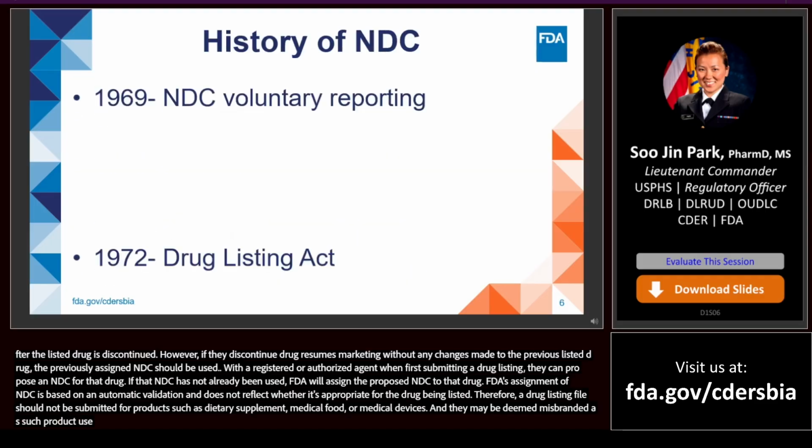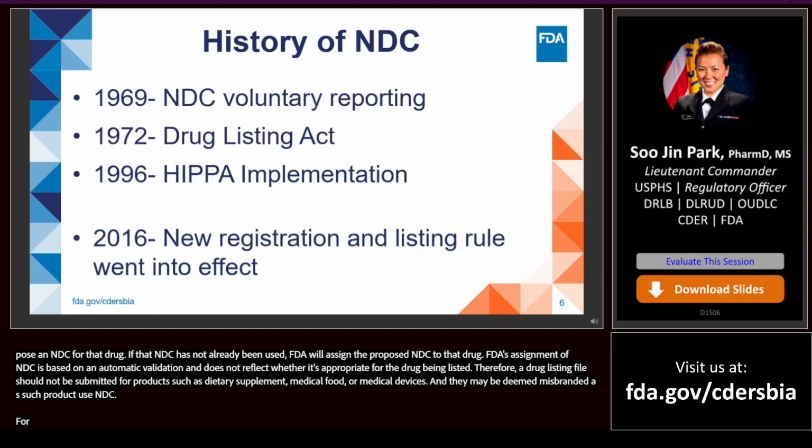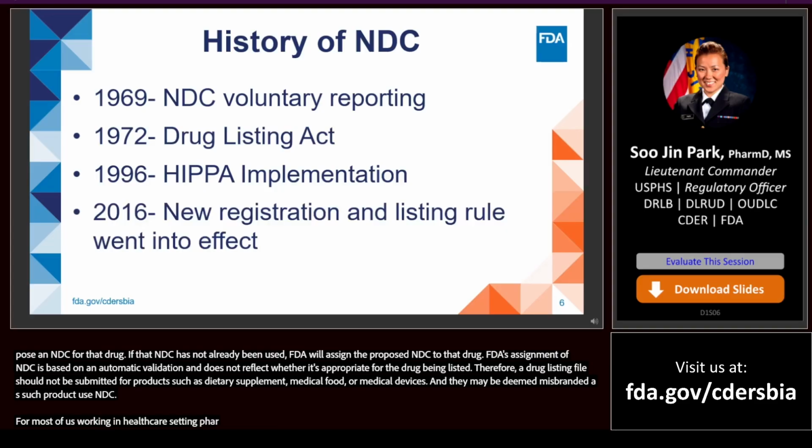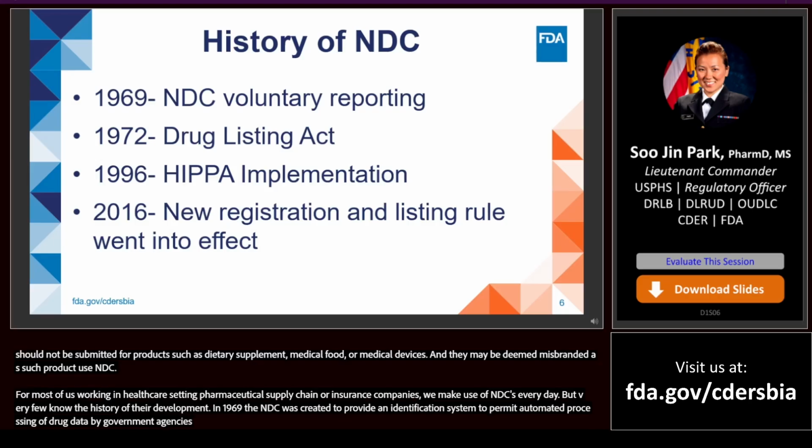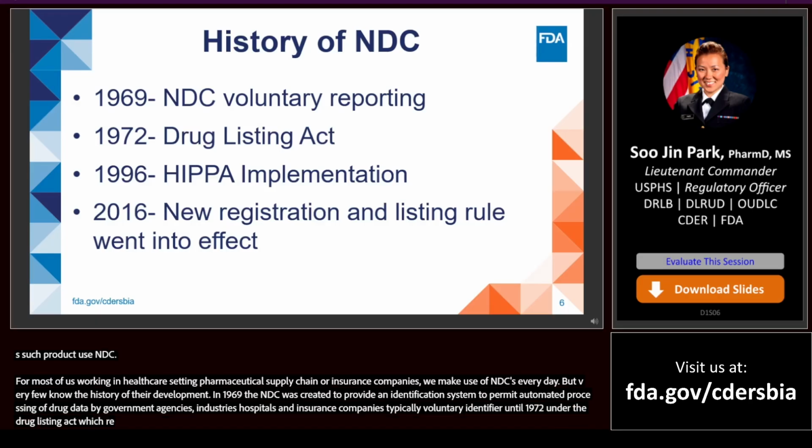For most of us working in healthcare setting, pharmaceutical supply chain, or insurance companies, we make use of NDCs every day, but very few know the history of their development. In 1969, the NDC was created to provide an identification system to permit automated processing of drug data by government agencies, industries, hospitals, and insurance companies. It was a voluntary identifier until 1972, under the Drug Listing Act, which required a registered drug establishment to provide FDA with a current list of all drugs it manufactures for commercial distribution in the U.S.